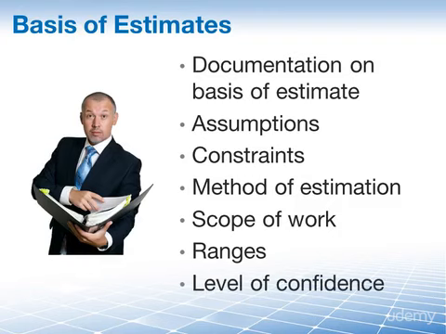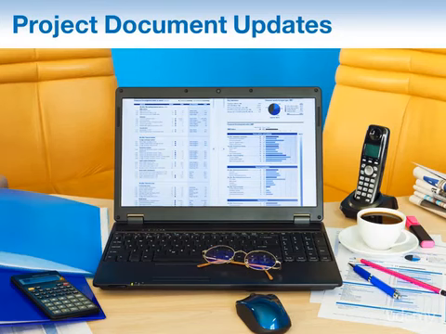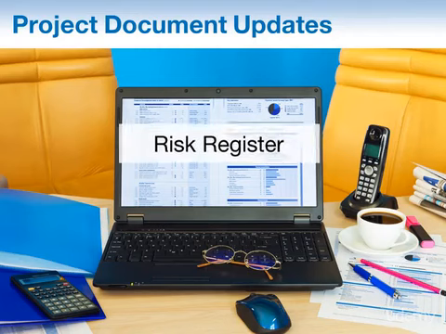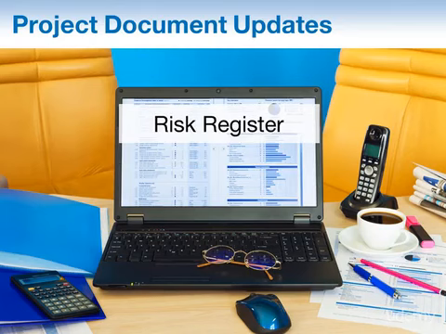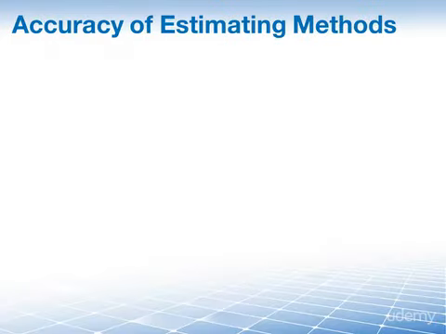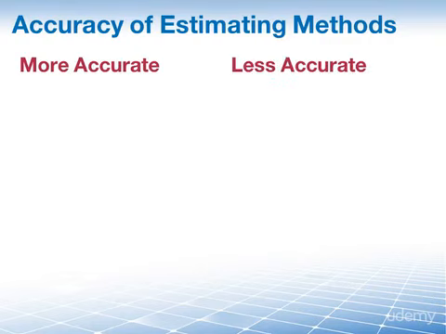You should also indicate a level of confidence in the estimates. For example, we're 90% confident that this is what it is. And remember, a few slides back we talked about risks and contingency reserves? Well, that may lead you to update your risk register, which is part of your other project documents that may require updating. When it comes to actually doing your estimates, you can either do a detailed, more accurate estimate, or you can do a broad and less accurate estimate.